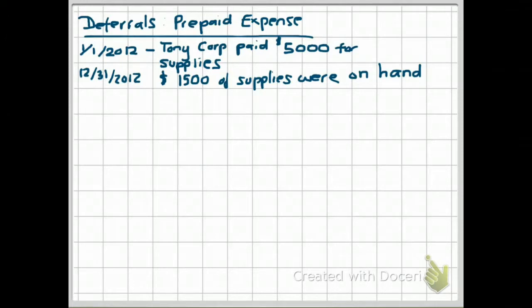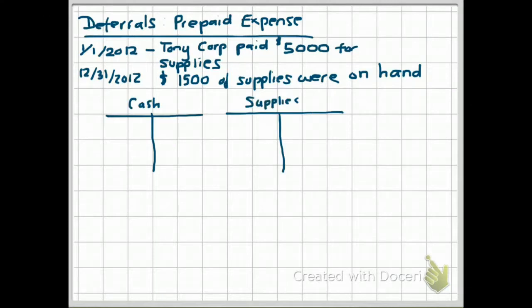Now first, let's take a look at the transactions. There are two of them here, but the second one is not that obvious. The first one is a transaction that took place on the 1st of January 2012. Tony Corp paid $5,000 for supplies. By now you all know your debit and credit rules, so you know that the two accounts affected by this transaction are cash and supplies, and that supplies increases, cash decreases, so you're going to credit cash and debit supplies.